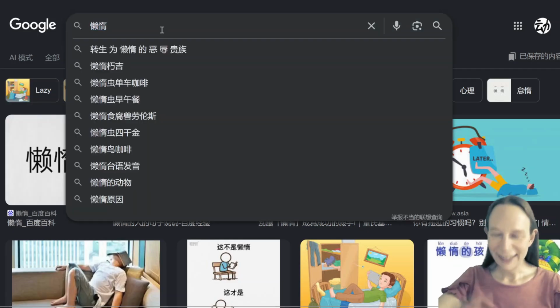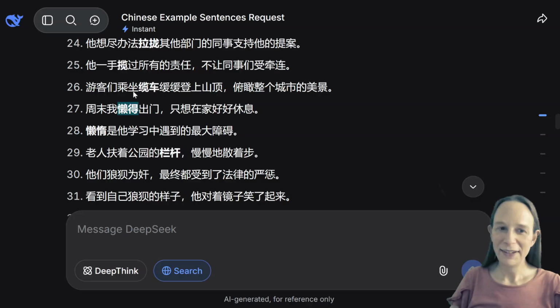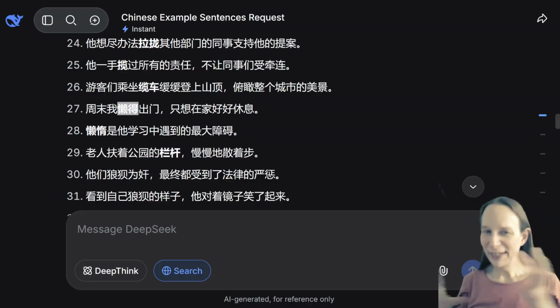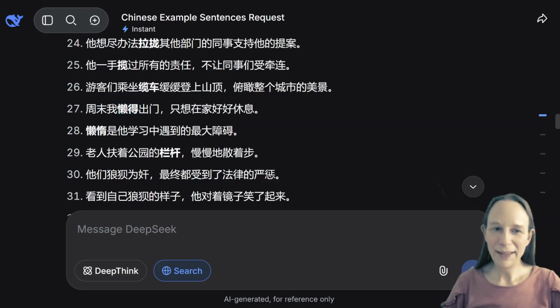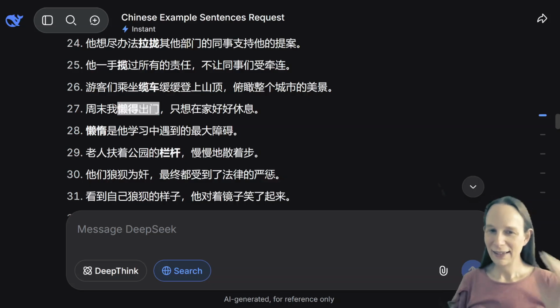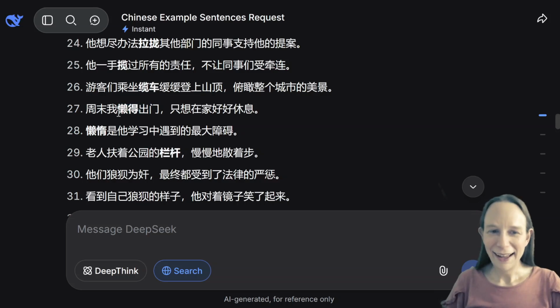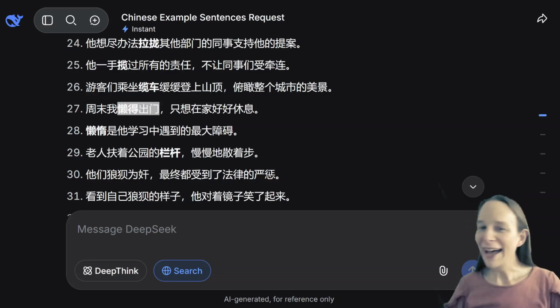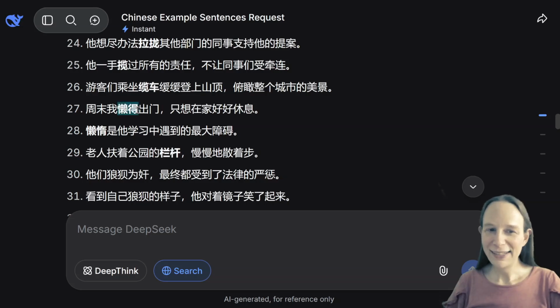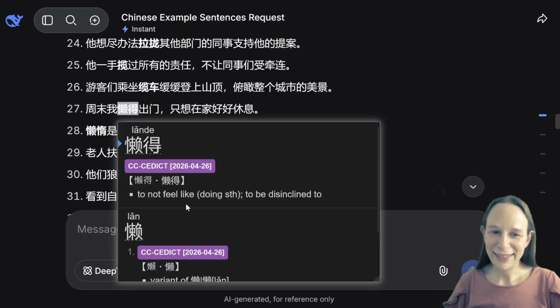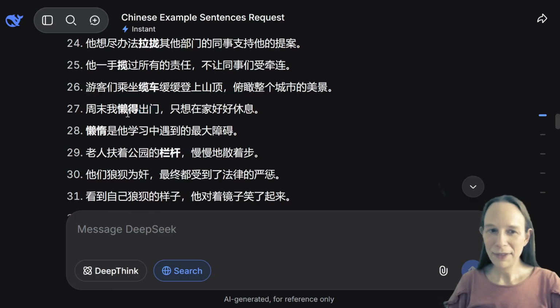Now 懒得. It pertains to lazy, but I don't know how to explain it so well. I'm lazy and therefore don't want to do X. So 懒得出门, I'm lazy and therefore don't want to go out. But it's not so much lazy in the negative sense. I'm disinclined to. 出门.